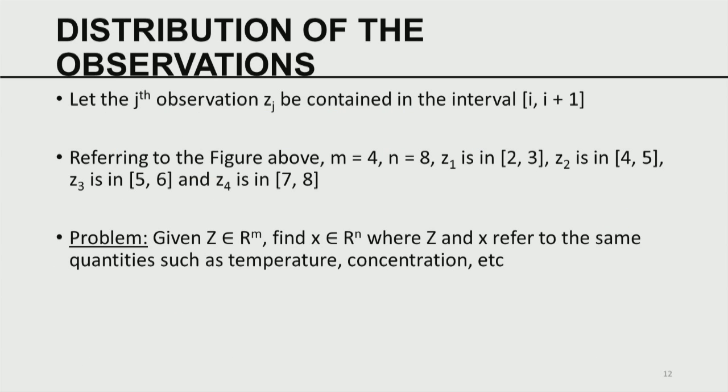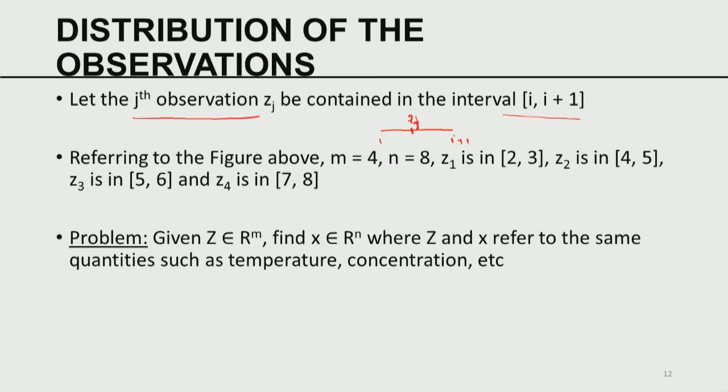I am going to have some basic notations. Let the jth observation be contained in the ith interval. The ith interval is the space from i to i plus 1. So if this is i, and this is i plus 1, this is Zj. Let the jth observation be contained in the ith subinterval.